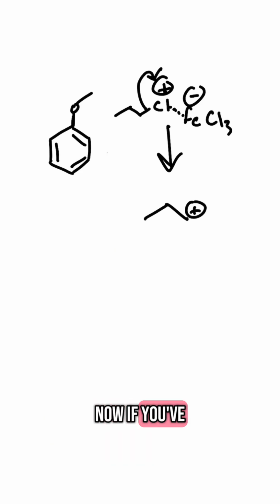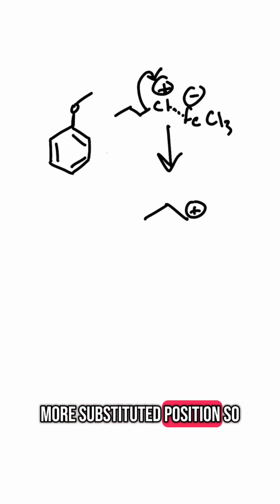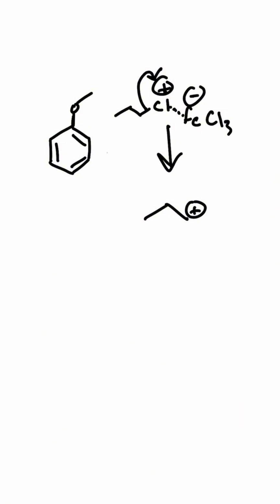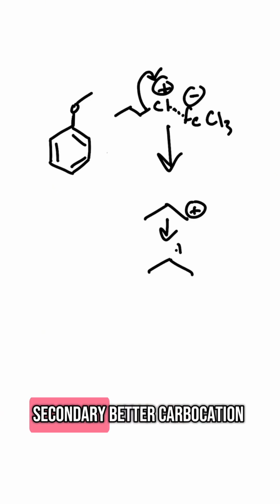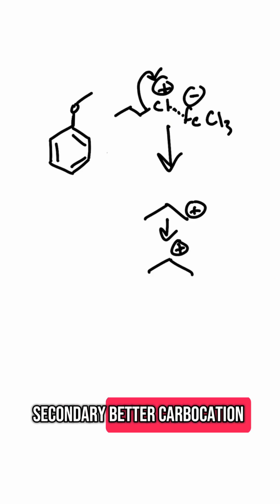Now, if you've been following along with any of the videos, or if this is not your first time in organic chemistry, you know that that carbocation is not very happy at this position, because a carbocation is more stable in a more substituted position. So what isn't going to happen is it's not going to grab it here and form that product. What's going to happen is that carbocation is going to move in a hydride shift, and it's going to shift to that secondary position, giving us a secondary, better, carbocation.